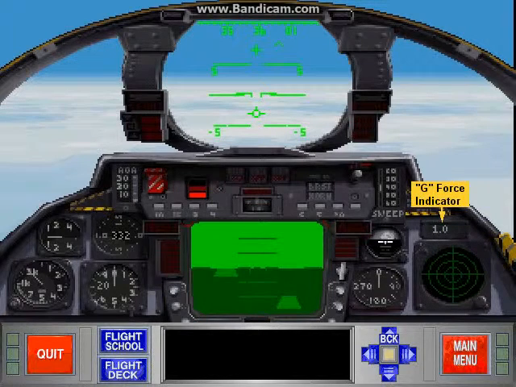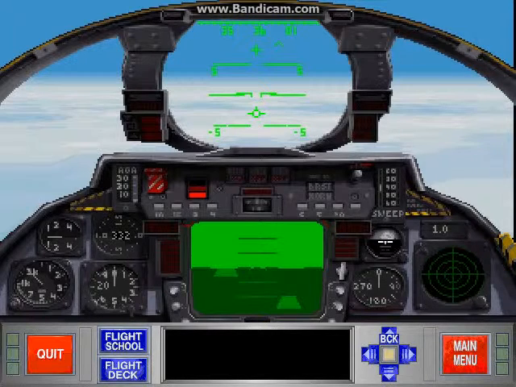The G-force indicator displays the amount of stress you are subjecting the aircraft to as you maneuver. This stress is expressed in multiples of the normal force of gravity. A G-force indicator that reads 6 means that you are putting stress equal to 6 times the normal force of gravity on yourself and the plane.